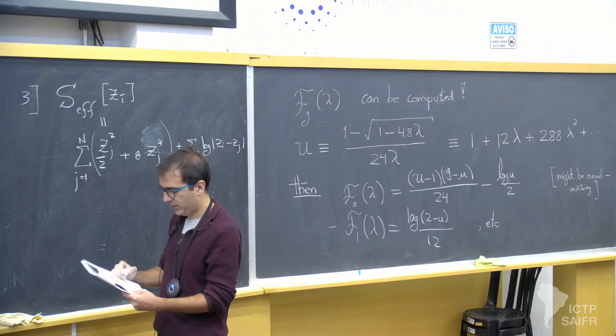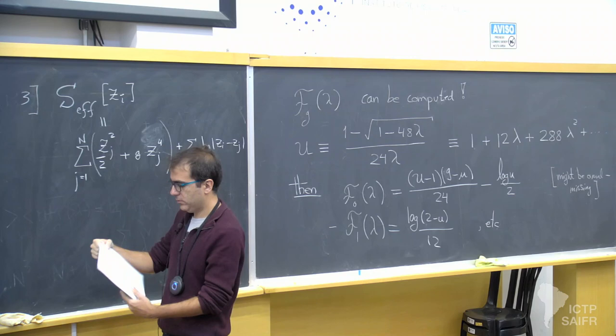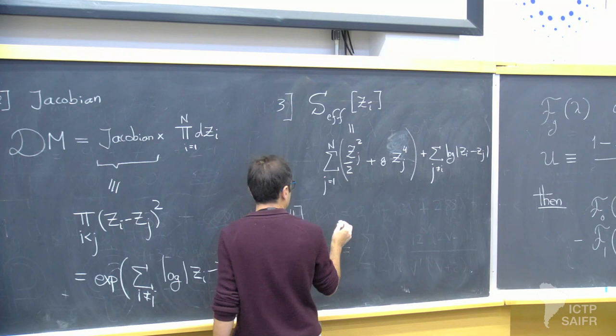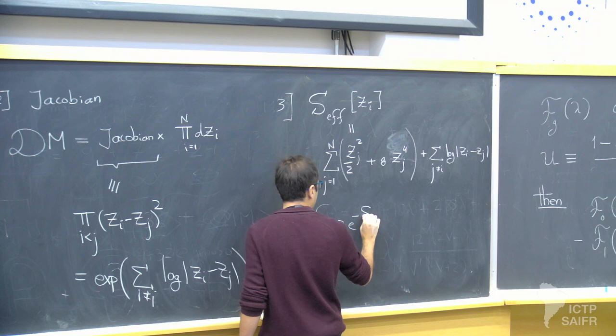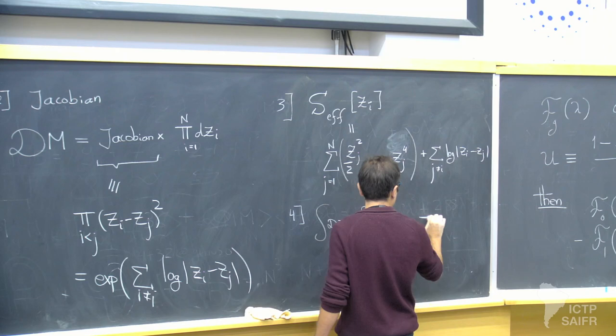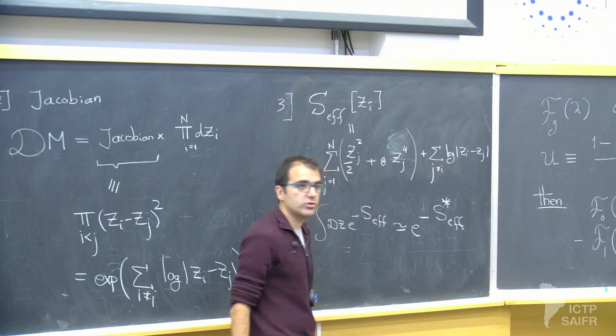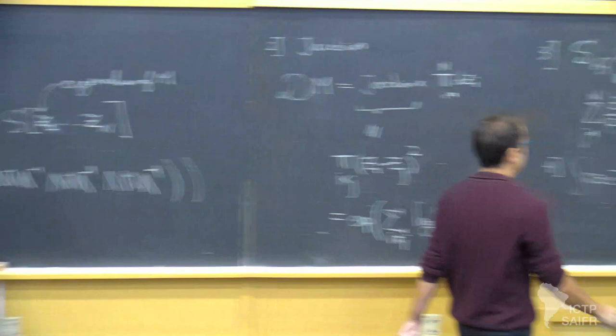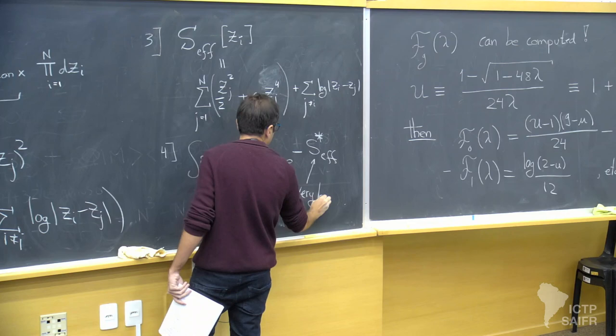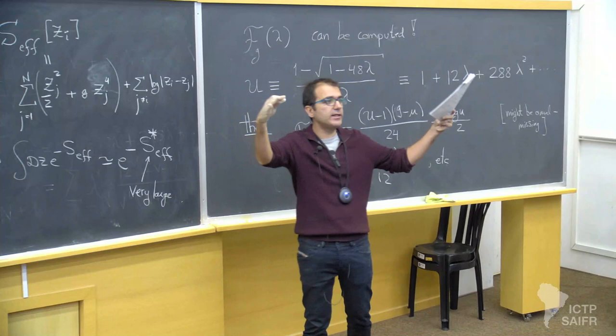And now, the fourth step would be to notice that the integral over these eigenvalues of e to the minus this effective action is very well approximated by e to the minus the effective action at the classical solution of the equations of motion, at the extremum of this action. And the reason is because this action is very big. Because this exponent is very large, it's dominated by its classical trajectory. Whatever gives the classical value dominates, because we are integrating over something huge.